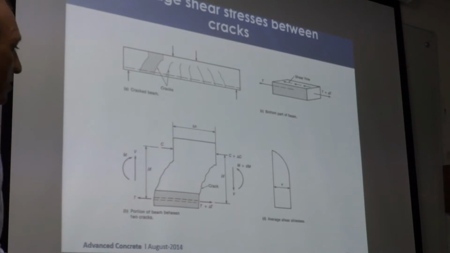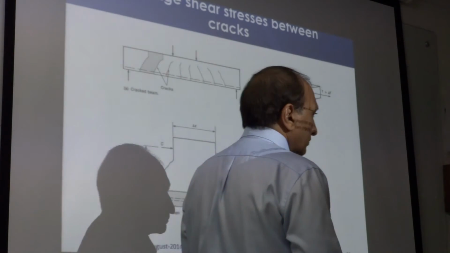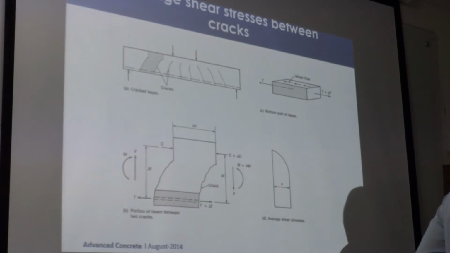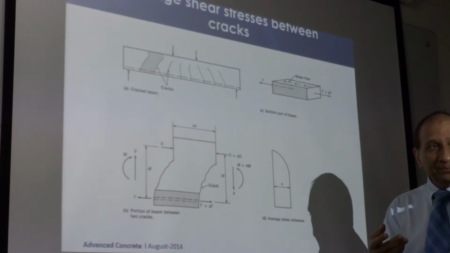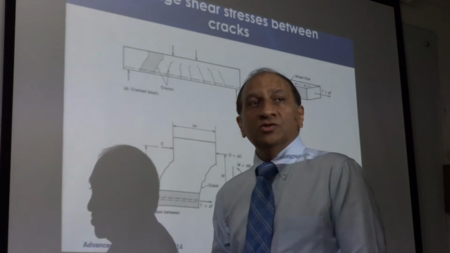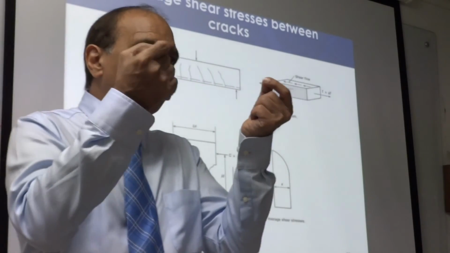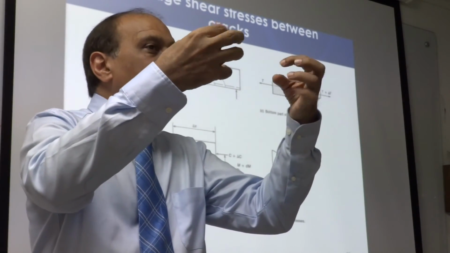Then comes the concept of the average stress, because the stress is changing all the time along the beam. We have seen the moment is changing, shear is changing, stress is changing, right? But the cracks, when they develop, they redistribute the stresses. So when a crack develops, there is like a weakness.